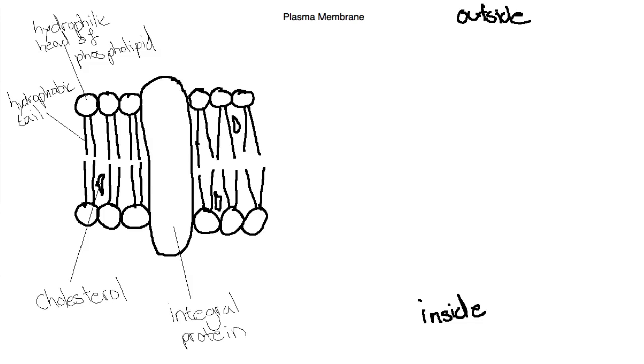Another thing we also find in the plasma membrane is peripheral proteins. Now, peripheral proteins are proteins that are on the surface of the plasma membrane. So I'm just going to draw one for you. So again, it doesn't really matter how you draw it. As long as you represent it on the surface of the plasma membrane and you label it, you should be fine. So that's our peripheral protein found on the surface of the membrane.